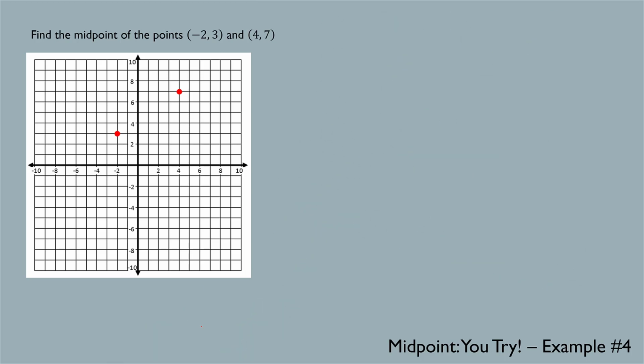Okay, so you've done the work, you've tried it on your own. Let's check it. Okay, so here's the answer. 1, comma 5. If you did not get 1, comma 5, make sure you ask some questions. If you did get 1, comma 5, you're on the right track. Congratulations, you're doing well.